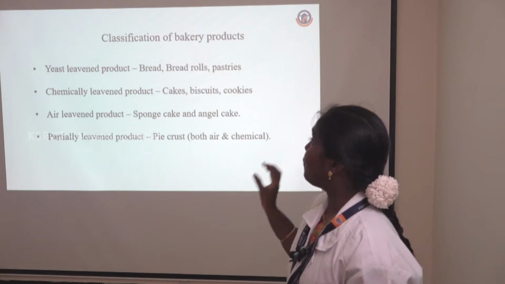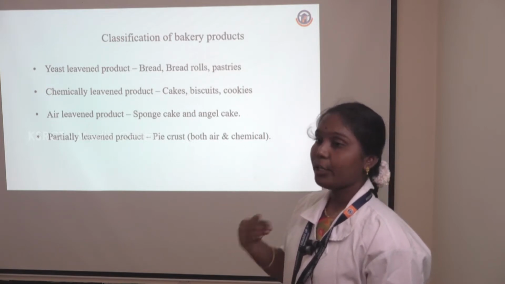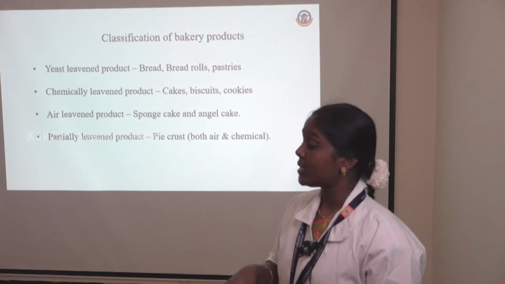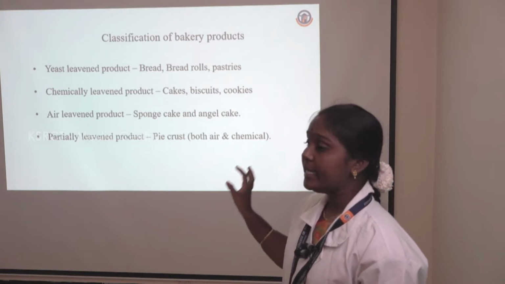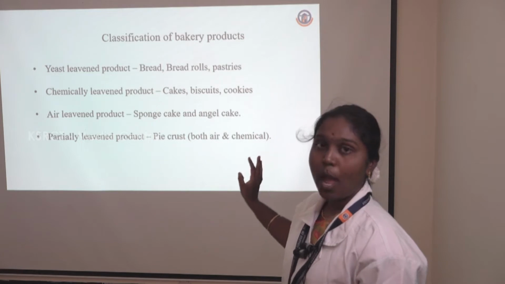The first one is yeast leavened product. In a yeast leavened product, we are using yeast, that means a biological leavening agent, for the leavening purpose. That's why it is called a yeast leavened product. The best examples are bread, rolls, and pastries.